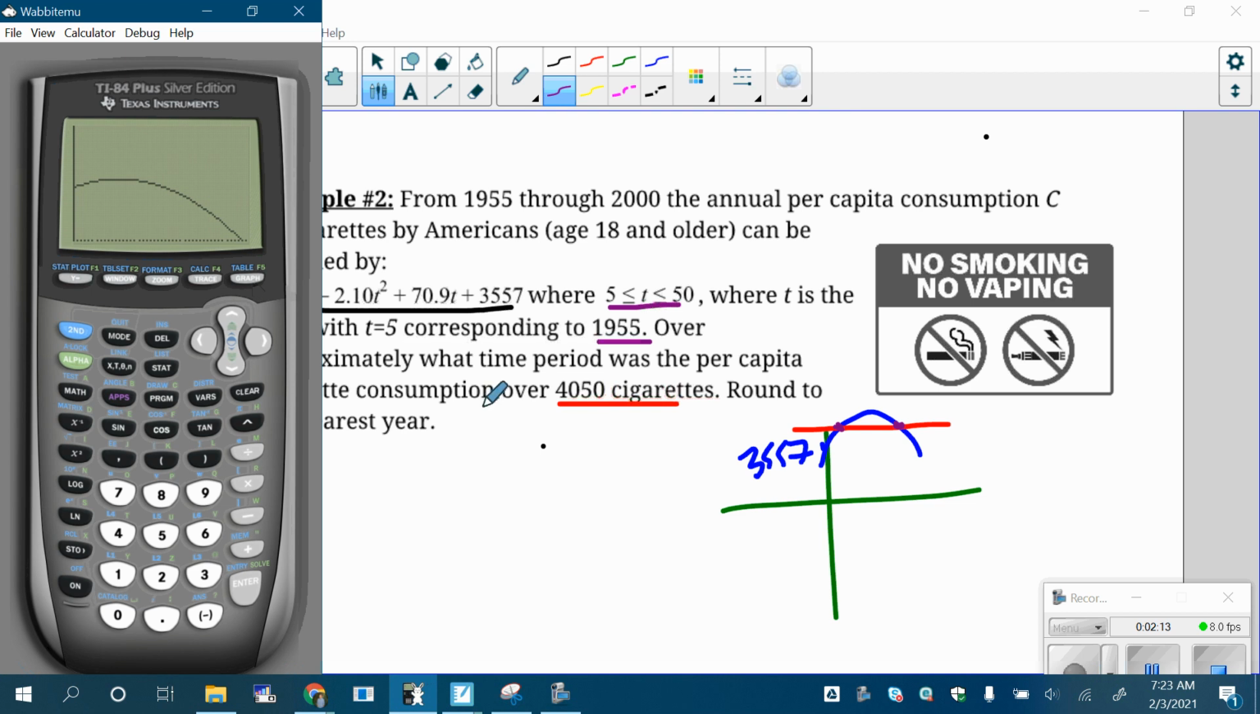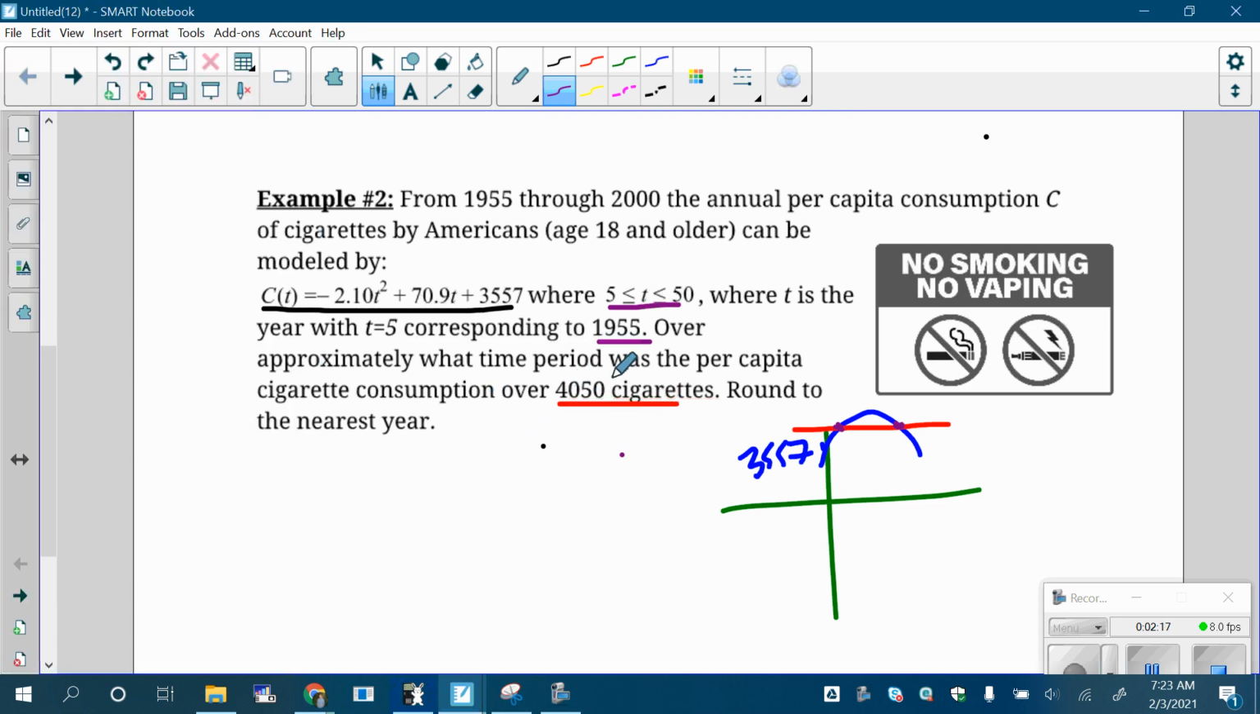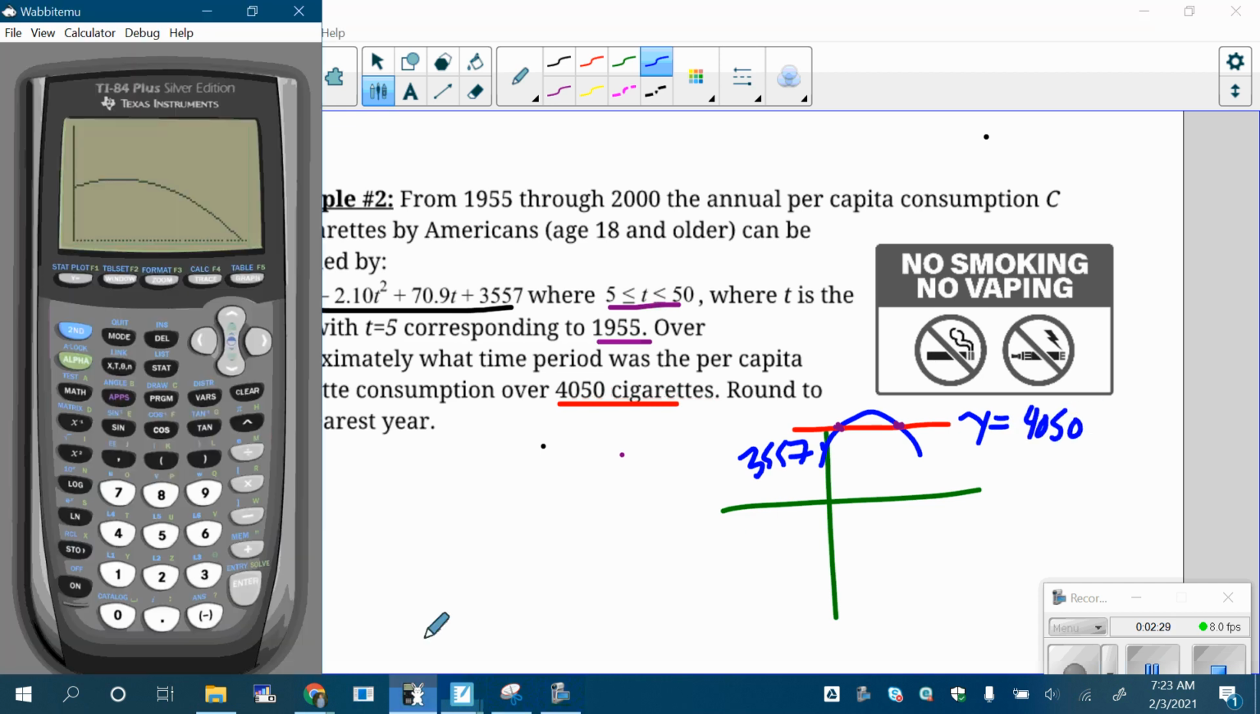They're asking me when is it over 4,050 cigarettes. 4,050 is a C value. So I'm going to figure out when it's over this horizontal line. The equation for that horizontal line is y equals, or C equals, 4,050. Okay, so I'm going to type that in y1 as well. And hopefully I get a picture like what I think I'm going to get.